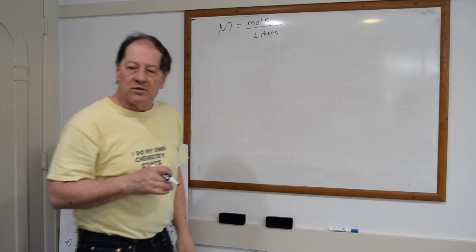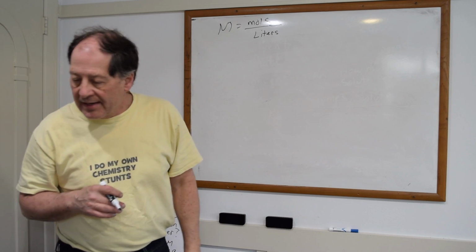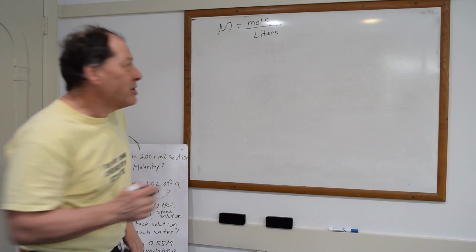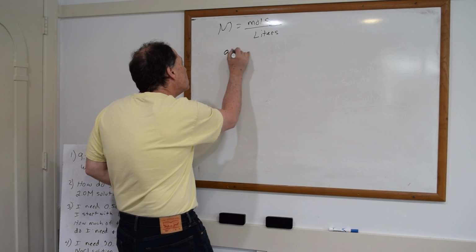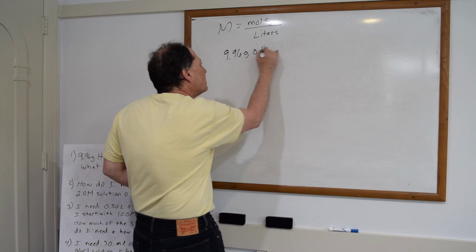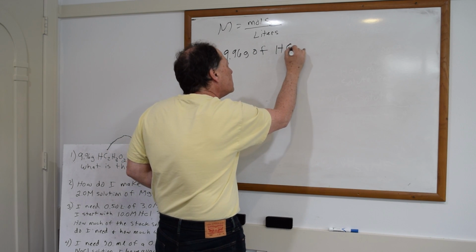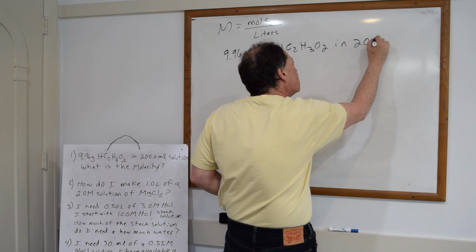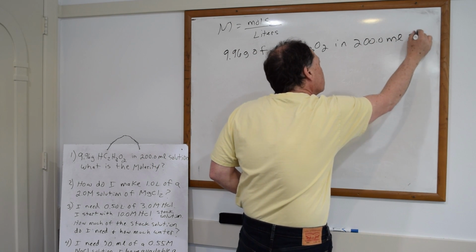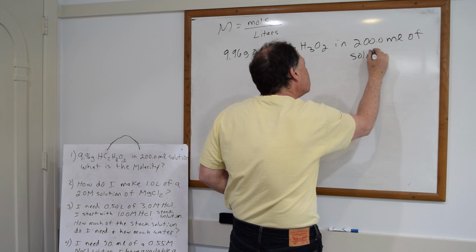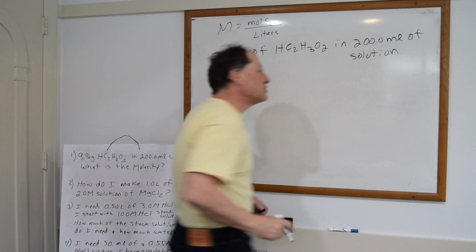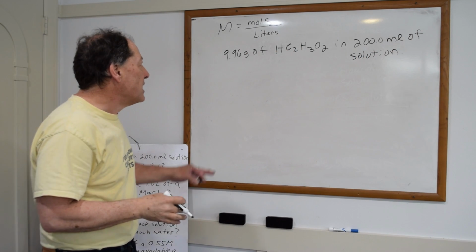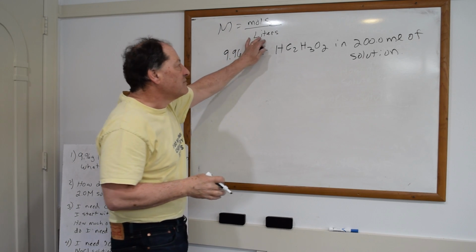Okay, so let's say that my example is 9.96 grams of acetic acid in 200 milliliters of solution. Most of that is water, but remember our definition is moles of solute per liters of solution.